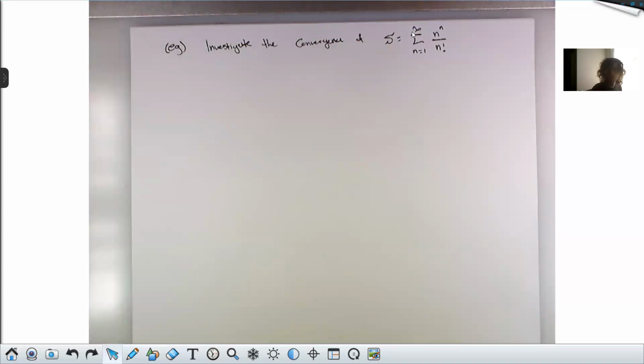So some fascinating stuff going on here. n to the n grows really quickly, and n factorial grows really quickly. The question is, who wins? Does n to the n grow so fast that n factorial can't keep up and drag everything down to 0? Or does it go the other way? Does n factorial grow faster than n to the n, fast enough that maybe this goes to 0 fast enough for the series to converge? This is far from obvious at the start.